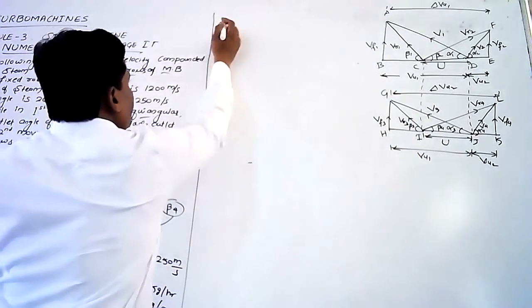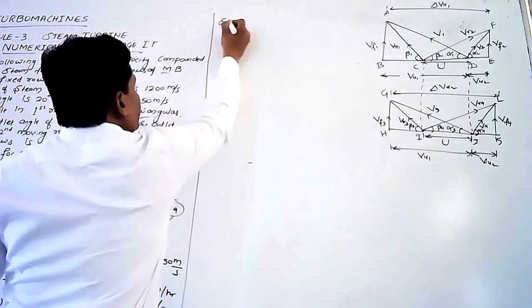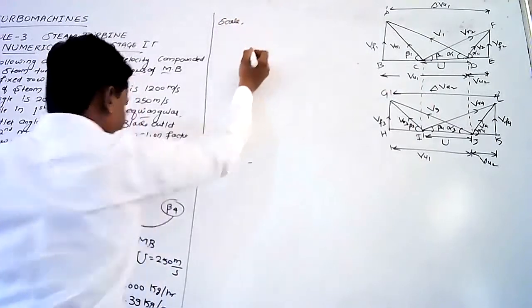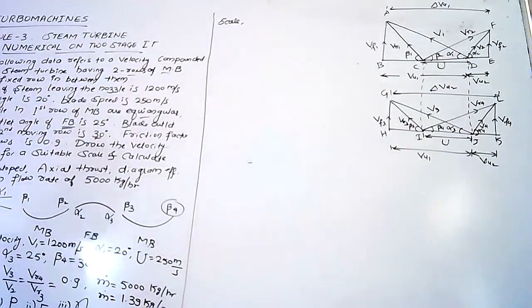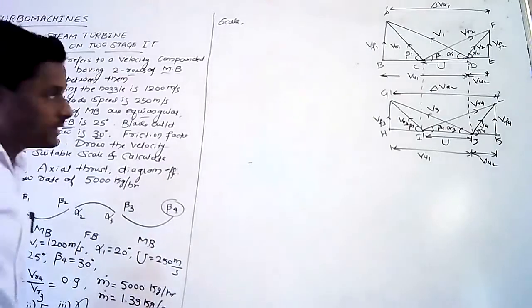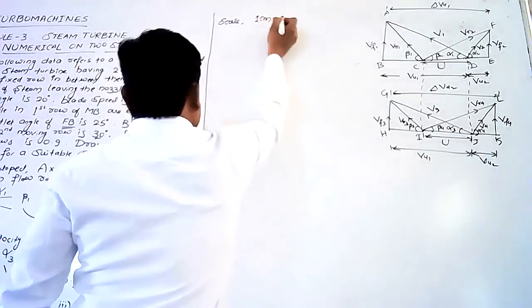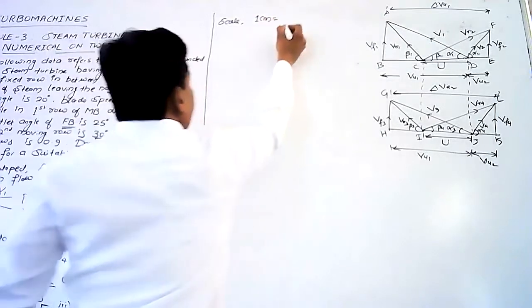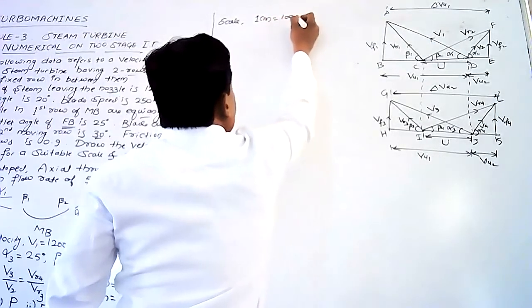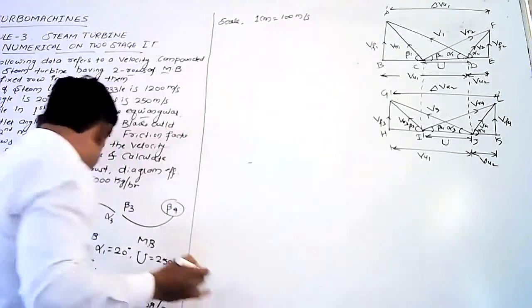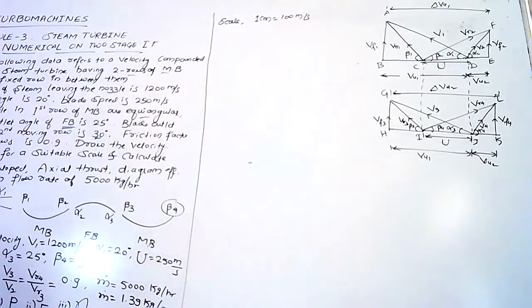So the first step is to set the scale. Let us take u equals 250 meter per second. Let me take the scale 1 centimeter equals 100 meter per second.